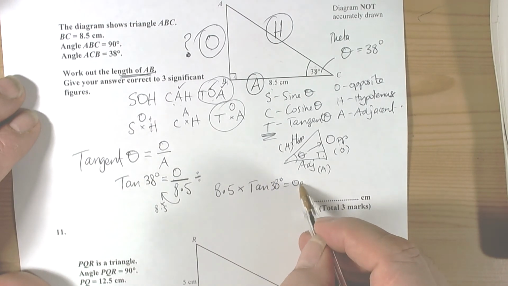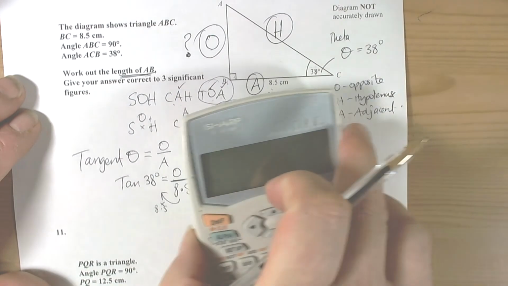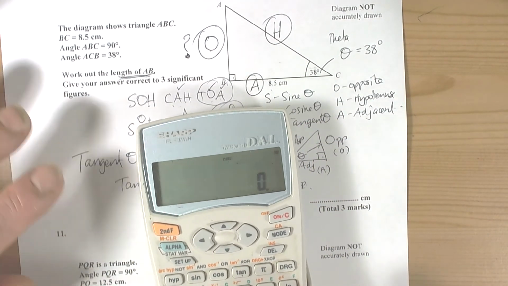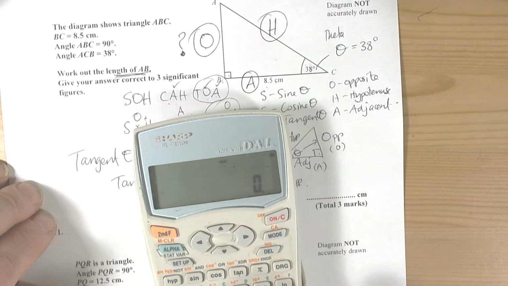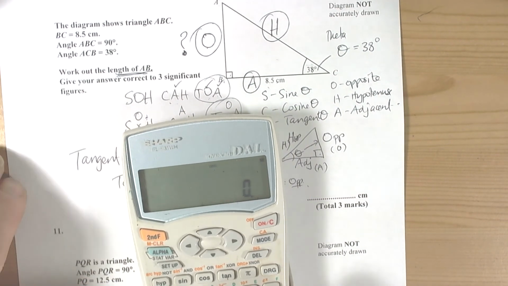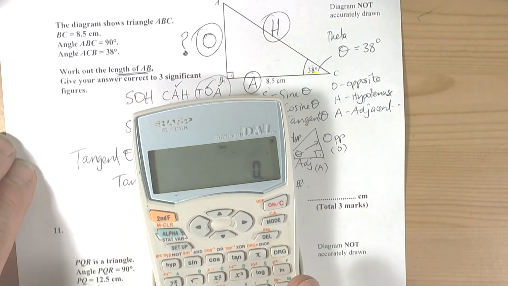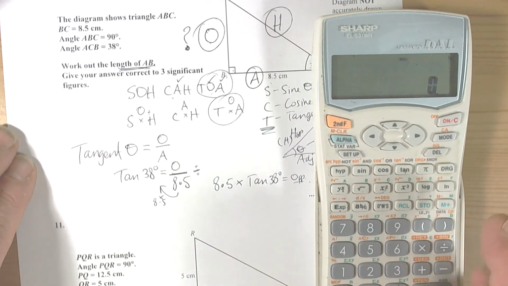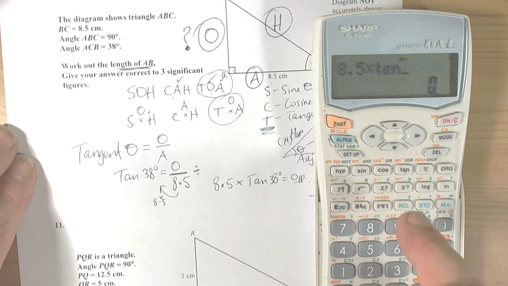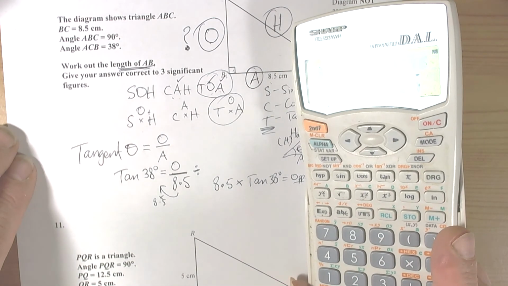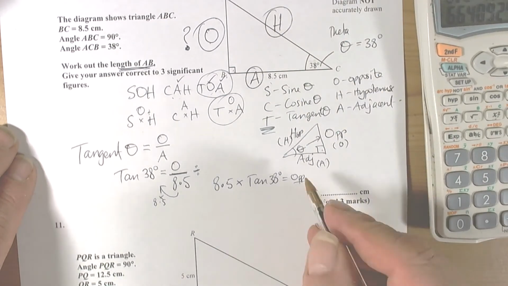So we get our calculator, and we really make sure that it's going to work properly by making sure that it says either the word deg or the letter D in our screen. So this one does. If it doesn't, then you need to reset your calculator to get it back into degrees mode. And we then type in what the question wanted as an answer. So 8.5 times, press the tan key, 38 degrees, equals. So 6.64.